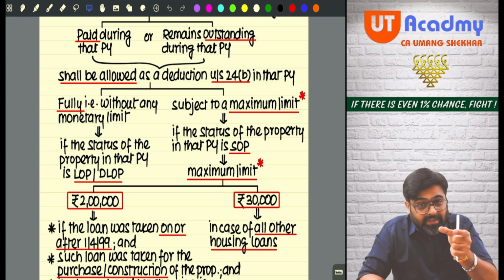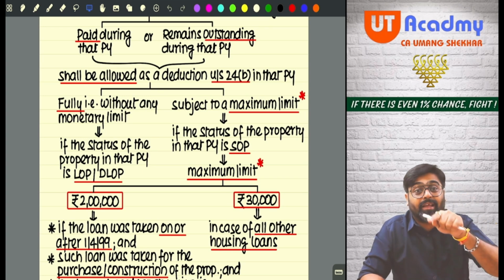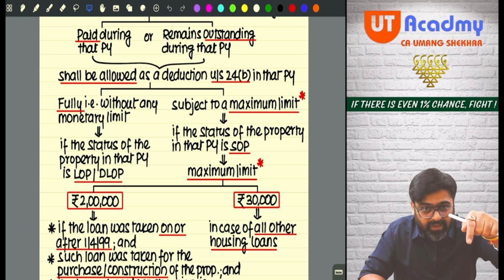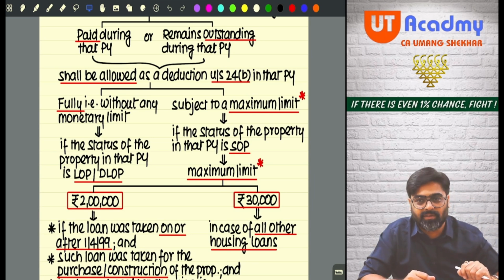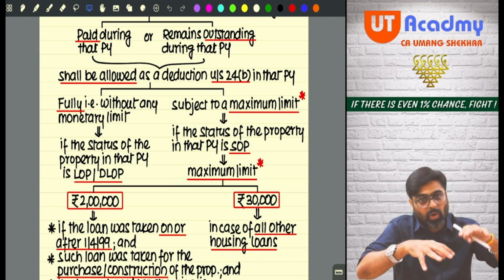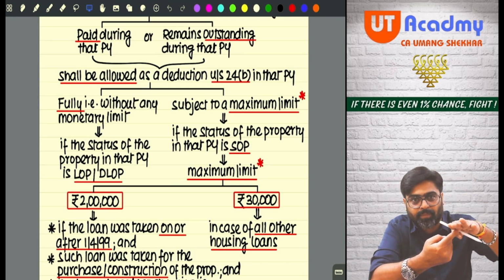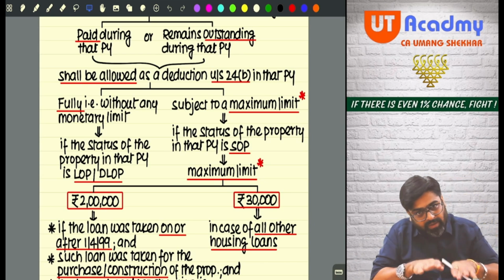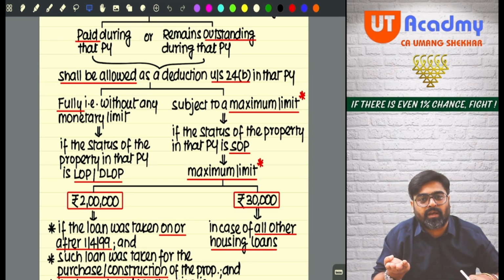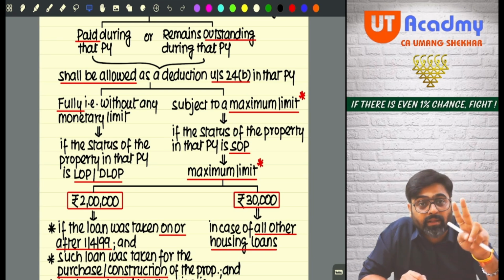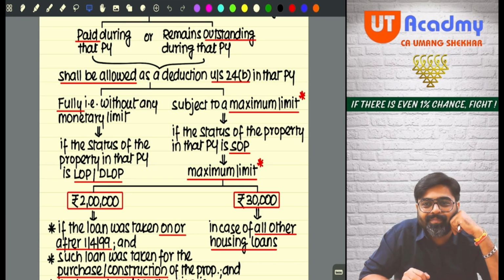Now, what if the status of the property in this year is SOP, and the interest relates to this SOP? Whatever interest on the housing loan which you have taken for this SOP, that entire interest for this year will be allowed in this year, but subject to a maximum limit of 30,000 or 2 lakhs, as the case may be.